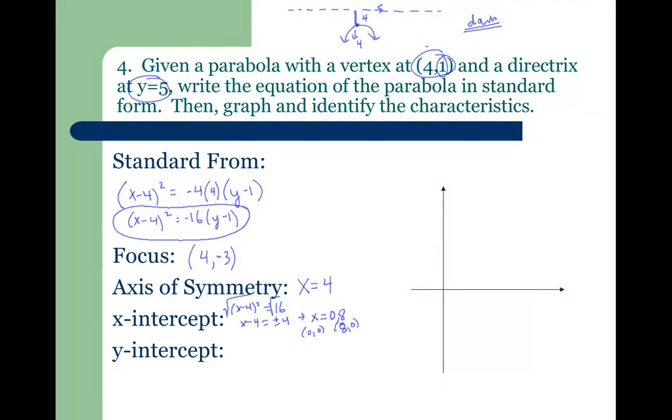What about the y-intercept? That's where x equals 0. So you're going to have 16, right? (0 - 4)²: 0 minus 4 is -4, squared is 16, equals -16(y - 1). We probably know what it is because we have a point of (0, 0). Divide by -16, you get -1 = y - 1. When you add 1, you get 0. So you have a point there again at (0, 0). So let's now graph this. So the vertex is at 1, 2, 3, 4, 1.